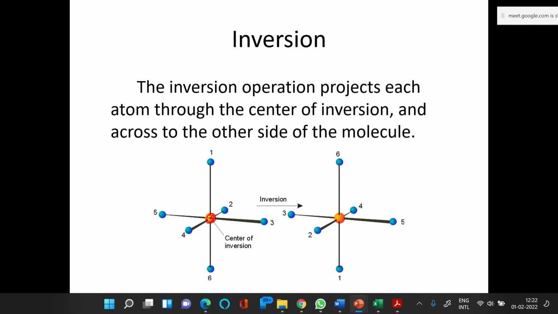ठीक है. और इन्वर्जन का मतलब जैसा बताया कि move it across the point, go to 6. So 6 1 goes in place of 6, and 1, so 1 is here and 6 comes in place of that. So the interchange of the places across this thing. So this is the inversion.